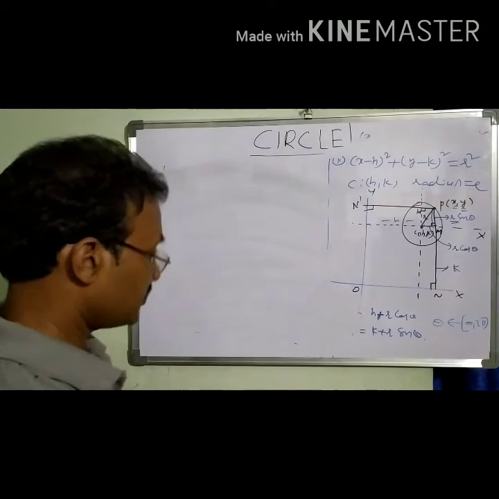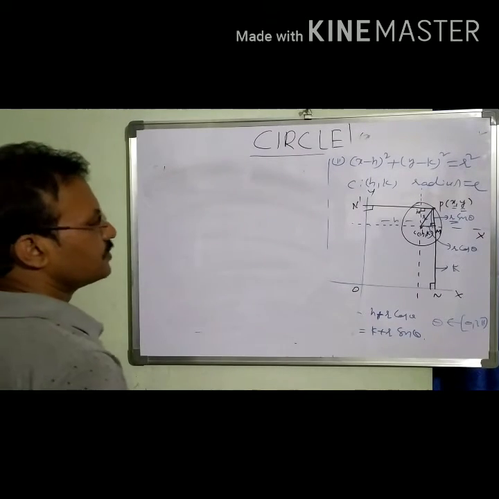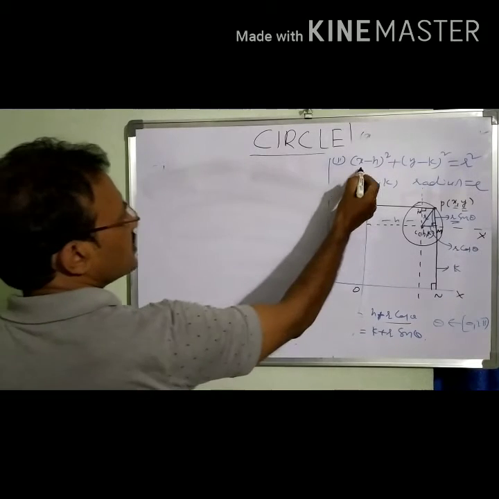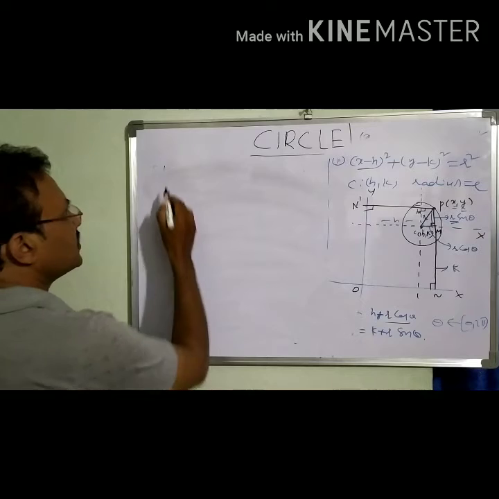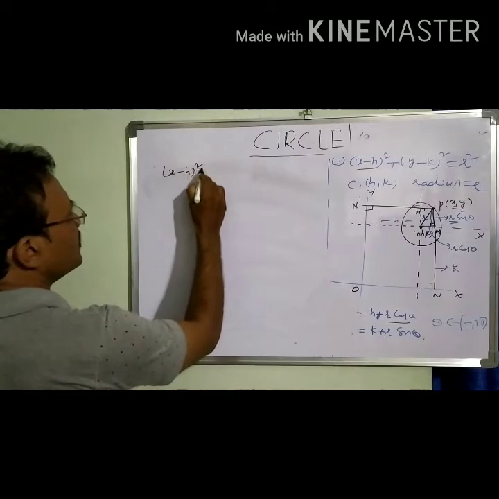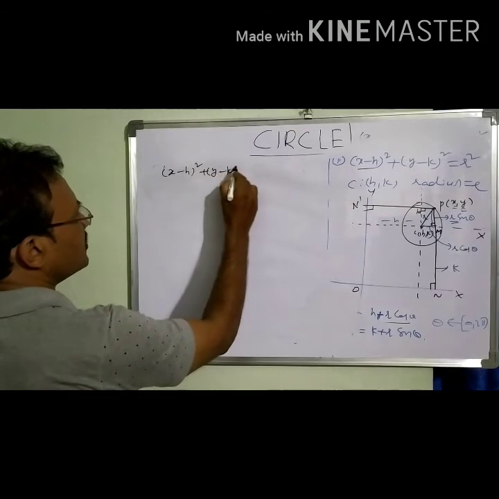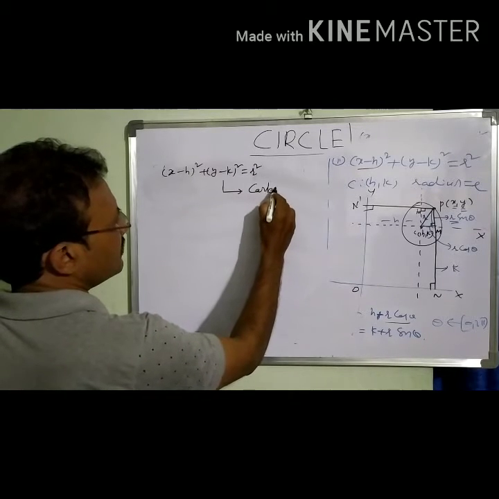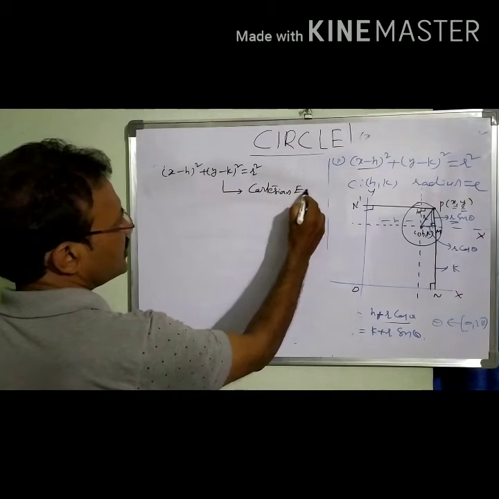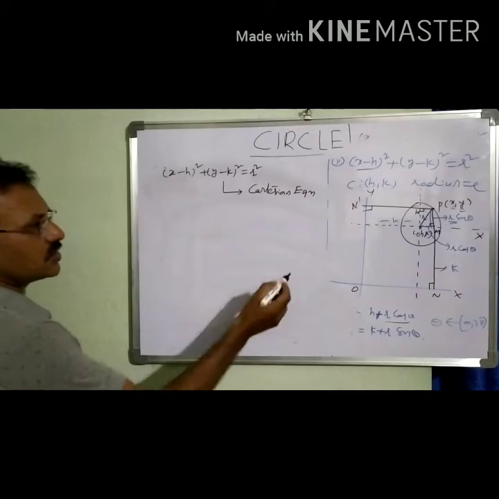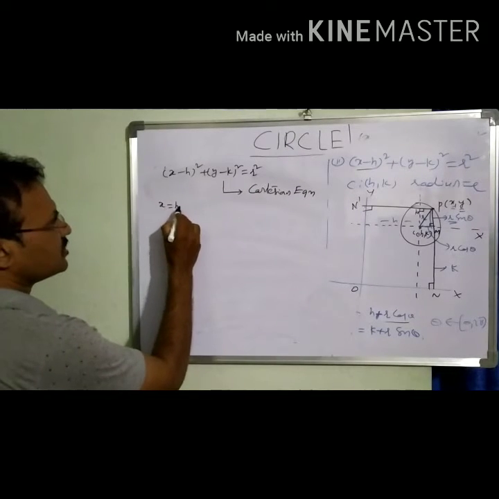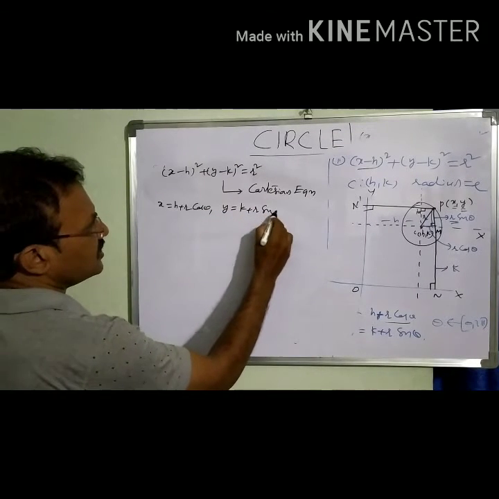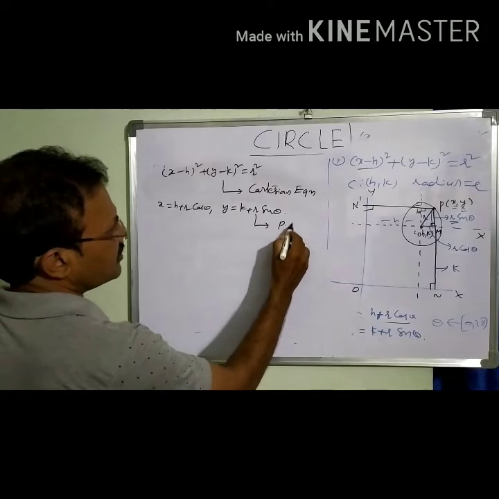Before moving, let us observe one thing. What is a parametric equation? Here, X minus h whole square plus y minus k whole square is equal to r square is said to be a Cartesian equation. But the second equation, x is equal to h plus r cos theta, comma y is equal to k plus r sin theta, is said to be a parametric equation.